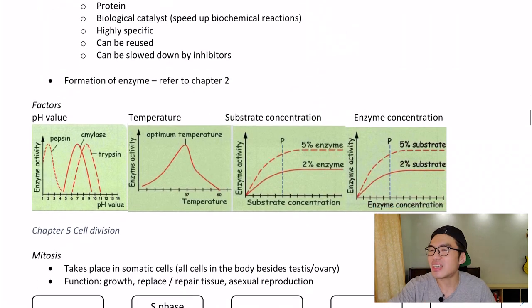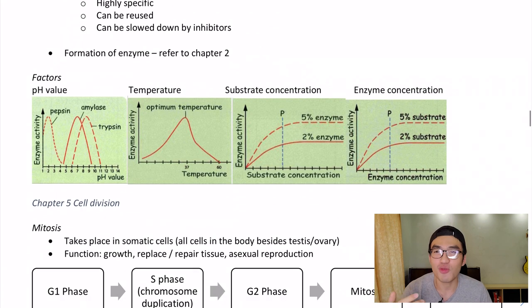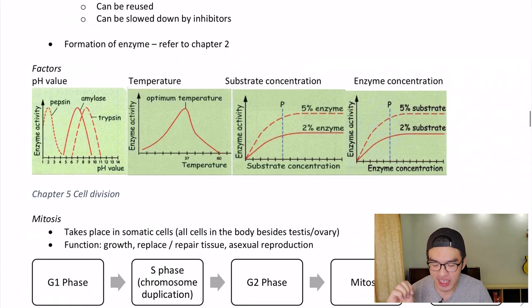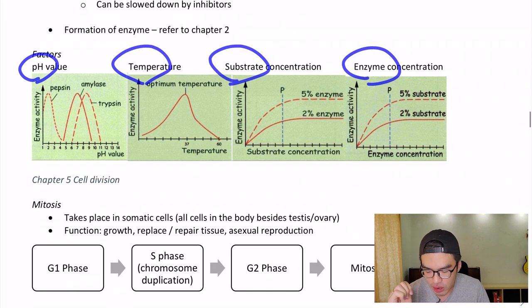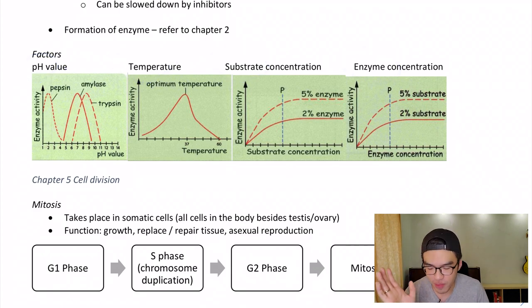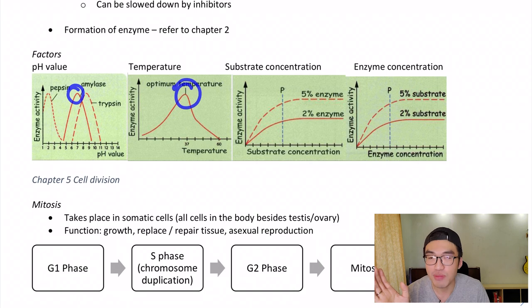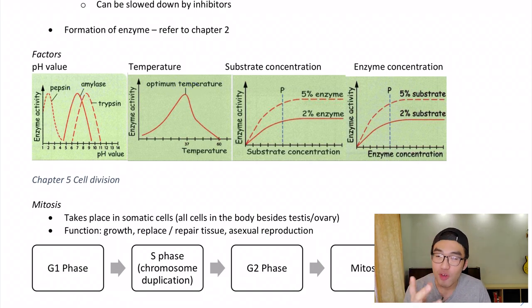Next, moving on, this is, I would say, the most important part of this chapter, that will be your factors of enzyme. You have four factors here, being your pH value, your temperature, your substrate concentration, and enzyme concentration. So pH value and temperature almost have the same graph, because they will only reach their maximum rate at their optimum level. What do I mean? Let's say for amylase, their optimum pH level is around 7, which is around neutral. So they will work best at neutral. We call that optimum pH level. Same goes to temperature. Our body temperature is 37. So all enzymes in our body work at 37, that being the optimum temperature. So they have the same graph.